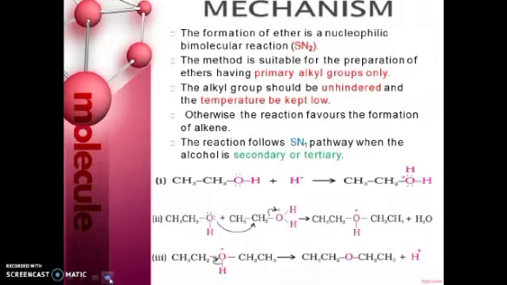The mechanism of this reaction is that the formation of ether is a nucleophilic bimolecular reaction, that is the SN2, and SN2 reaction favors the primary alkyl group only. The alkyl group should be unhindered and the temperature should be kept low. Otherwise the reaction favors the formation of the alkene. The reaction follows the SN1 pathway when the alcohol is secondary or tertiary.